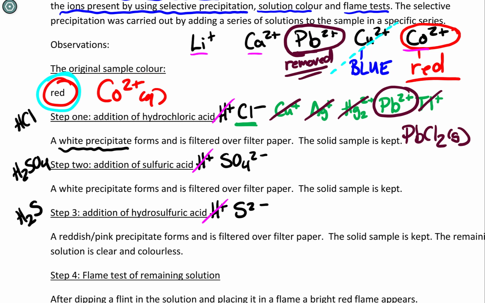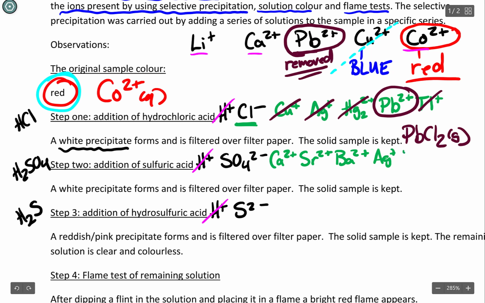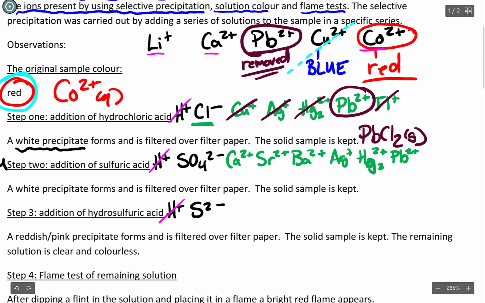All right, next step. The addition of sulfuric acid means we have sulfate ion. So what I'm going to do is look up sulfate and write down all of the ions it's insoluble with. So sulfate is insoluble with calcium 2+, strontium 2+, barium 2+, silver plus, mercury, lead 2+, as well as Ra2+.